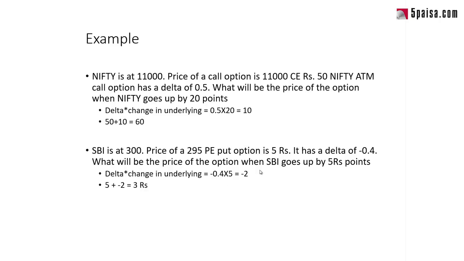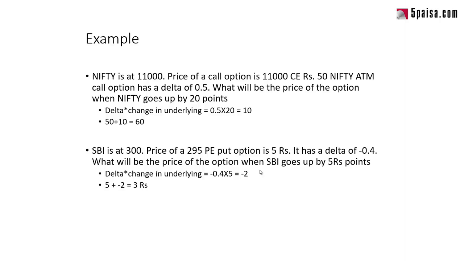Here's an example. If Nifty is at 11,000 and the price of a call option is 50 rupees, which is an ATM call, and it has a delta of 0.5, what will be the price of the option when Nifty goes up by 20 points? It's very simple. Change in the price of the option is delta multiplied by change in underlying. So that's 0.5 into 20 points on Nifty, which is 10. This is how much the option price has changed. Add that to 50 and you have the new option price.